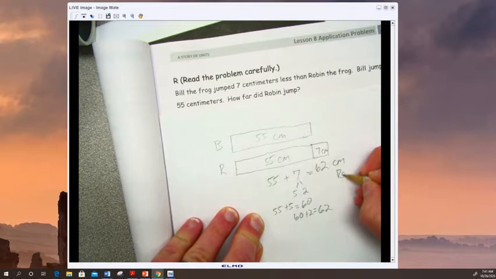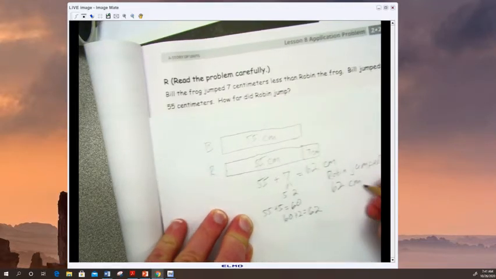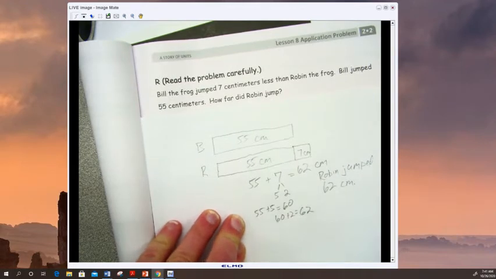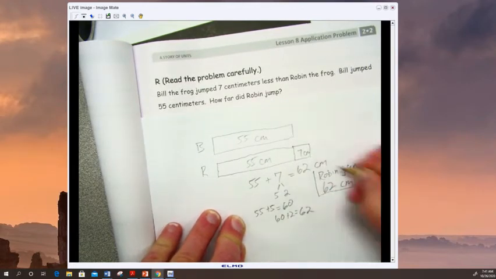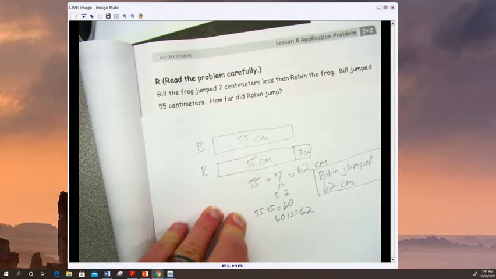So Robin jumped 62 centimeters. That would be my sentence. How did you do?